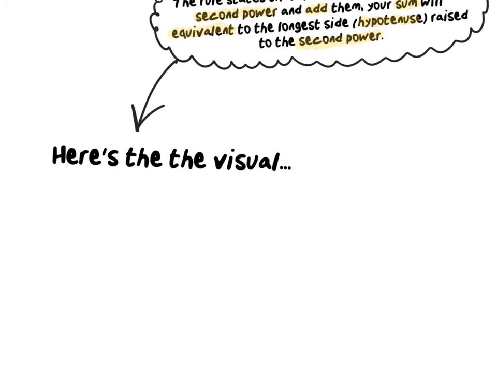So here's the visual. Here's my right triangle. I have a side length of 3. That's a leg. I have another side length of 4. That's the other leg. And I want to know the length of the hypotenuse. That's the longest side. Now let's square 3 and 4.